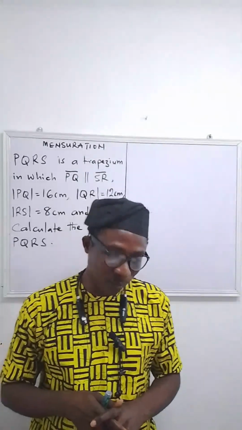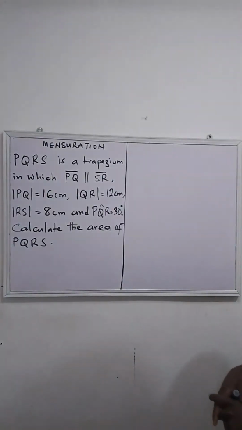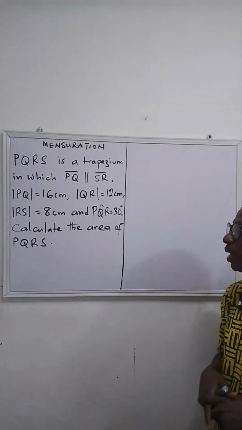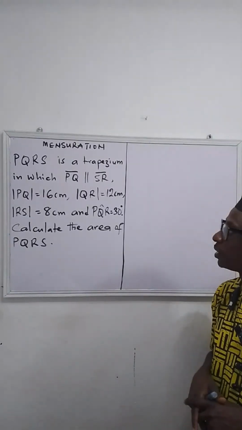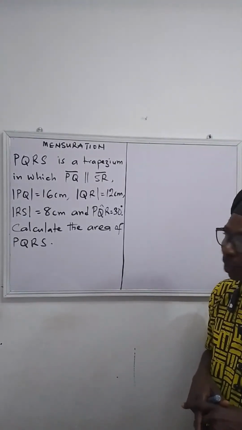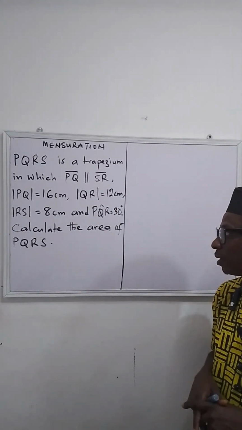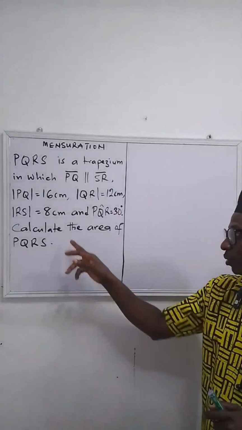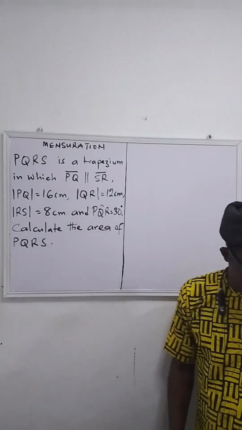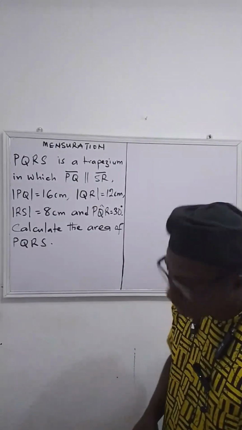All right, so now let's start with the first question here. PQRS is a trapezium in which line PQ is parallel to line SR. Length PQ is 16 centimeter and the length QR is 12 centimeter, while length RS is 8 centimeter and the angle PQR is 30 degrees. So you have to calculate the area of the trapezium PQRS. So how do we go about this?